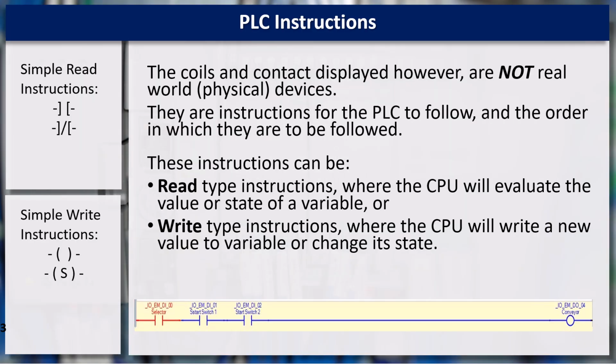The coils and contacts displayed, however, are not real-world physical devices. They are actually instructions for the PLC to follow and the order in which they are to be followed. These instructions can be a read type, where the CPU will evaluate the value or state of a variable, or a write type instruction where the CPU will write a new value to a variable or change its state.